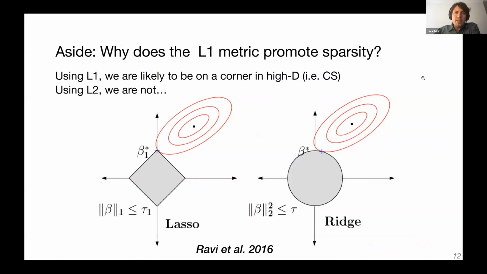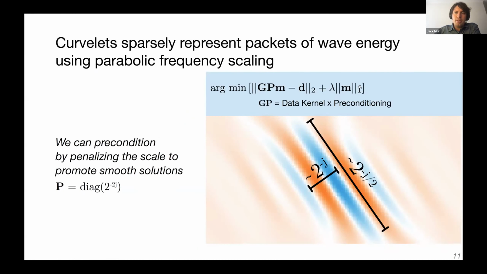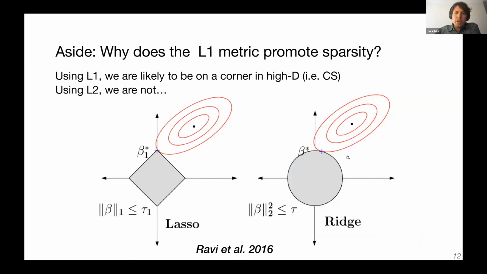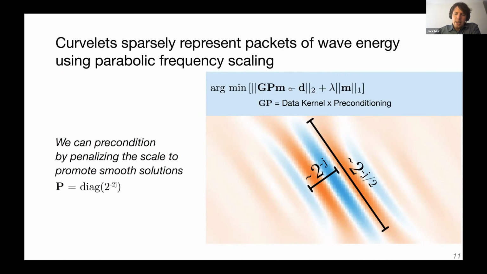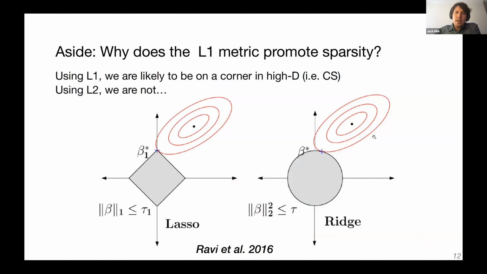Why does the L1 metric promote sparsity? Just as a side, for people who aren't familiar with compressive sensing, if we think about normal L2 type regularization, which would be having a 2 here. So this is the sum of the absolute values of the vector m. The L2 would be the square root of the sum of the squares of m. What it looks like basically is a circle in high dimensional space, or a sphere in high dimensional space, and then the data fitting here is some kind of hyperellipse. And so what you're looking for is the minimum of the sum of these two objects.